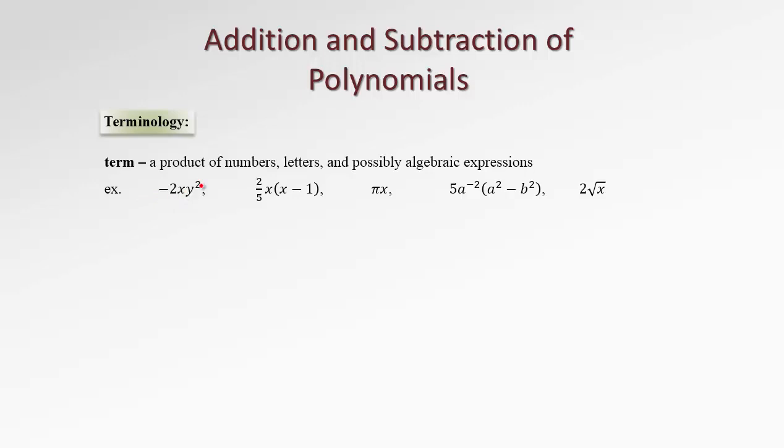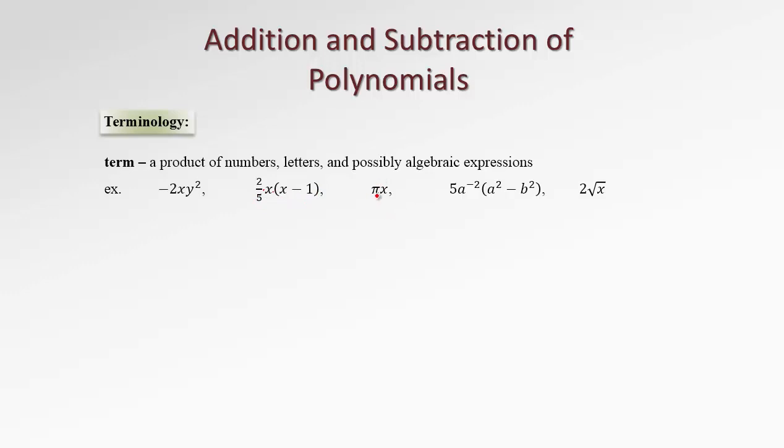Negative 2xy squared, one term. We have a product of negative 2x and y squared. 2/5 x and a bracket (x minus 1). Again, that's one term because we have a product of a number, a letter, and an expression. Notice that if this expression wouldn't be in a bracket, then we wouldn't have one term. It will actually be two terms.